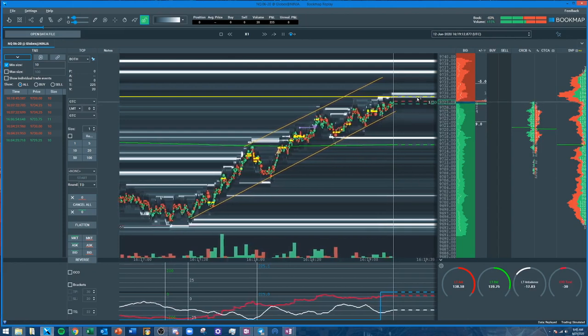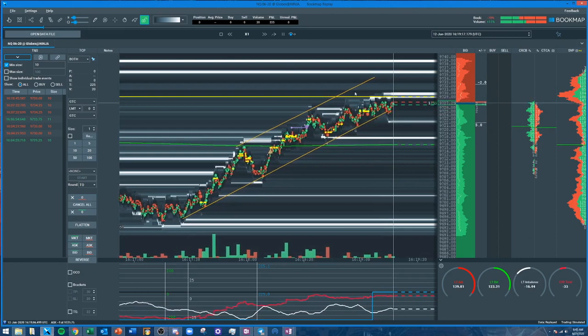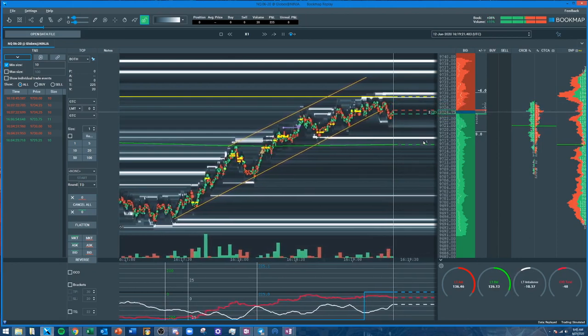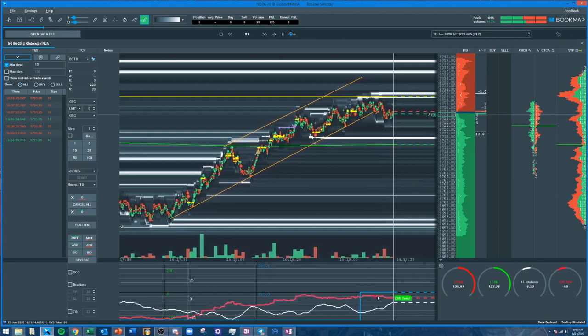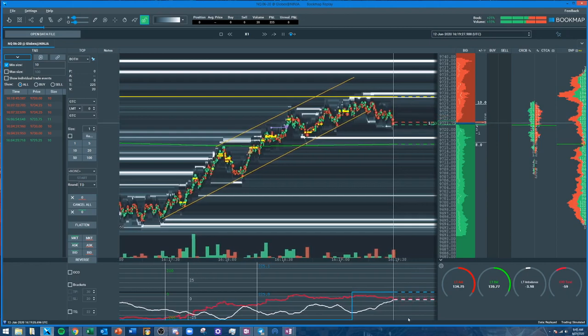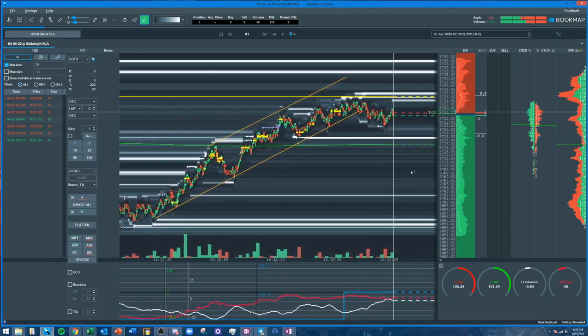So this is also the POC, which is the area where the most trading took place, and you'll often get bounces off of the POC. Okay, see, we're getting some rejection here. The cumulative delta is on the downside, so the bears are becoming more aggressive, and it's a pretty good bounce. It might test it one more time here.